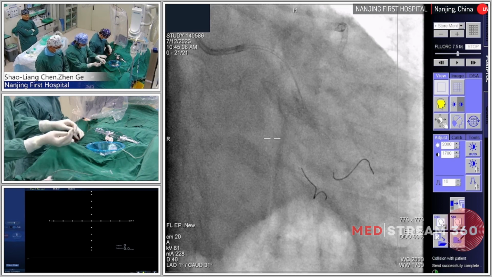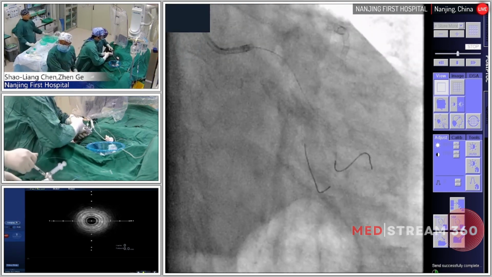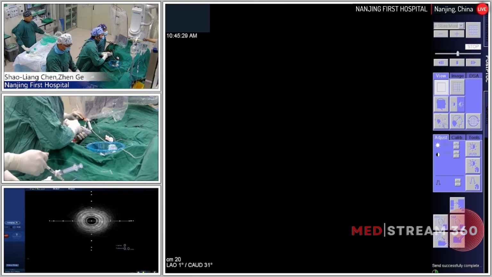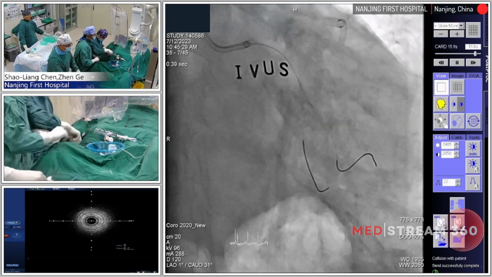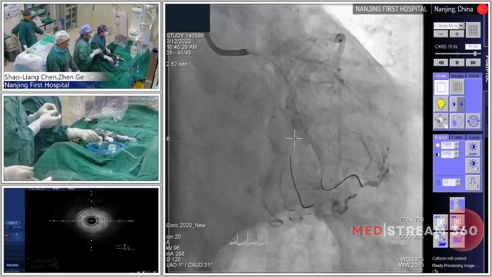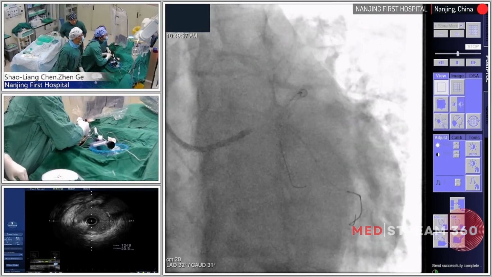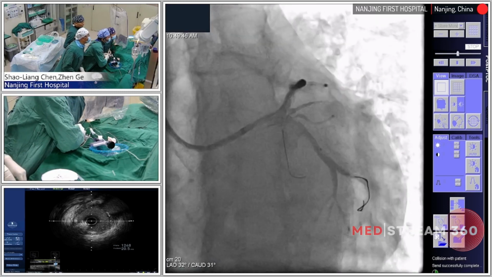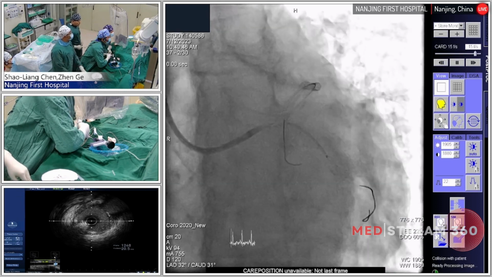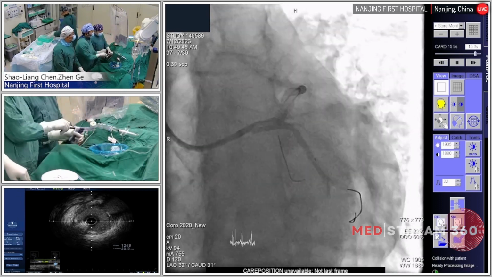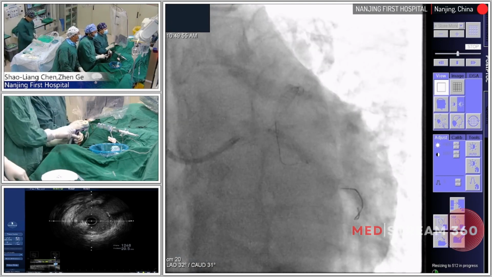Yes, good. Take a photo. Good. No distal complication. Good. Test cine. I think it's a good position. Very good position. 1 millimeter overlapping. Very precise.